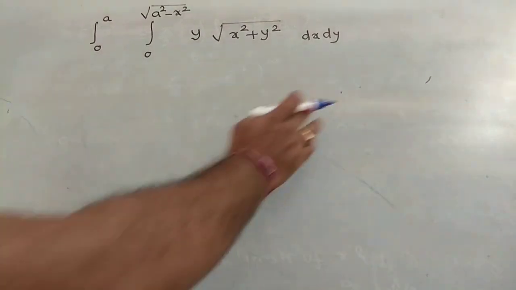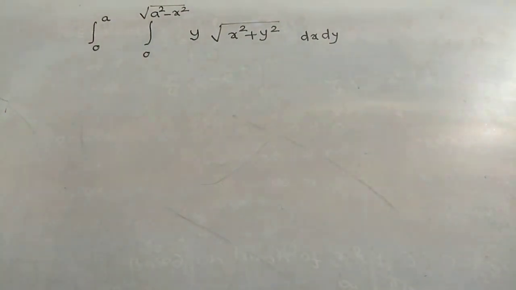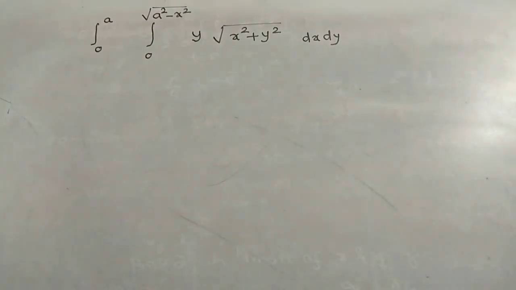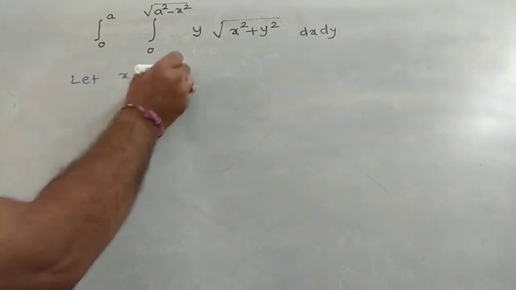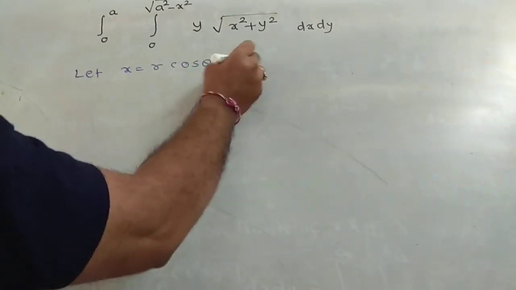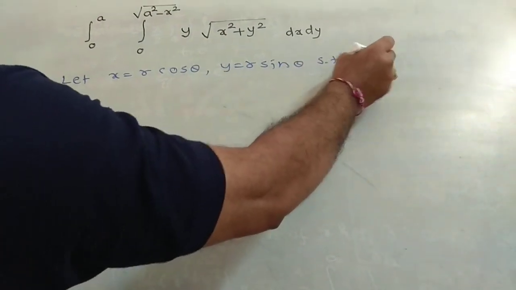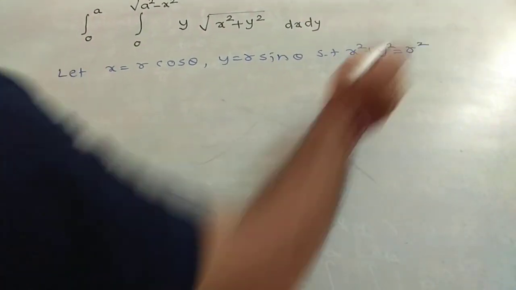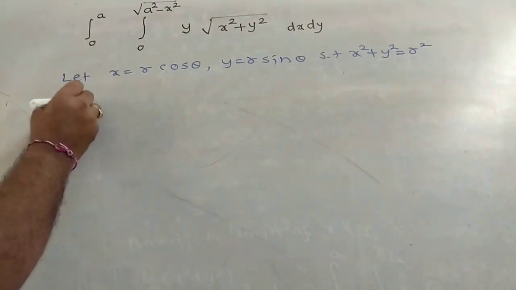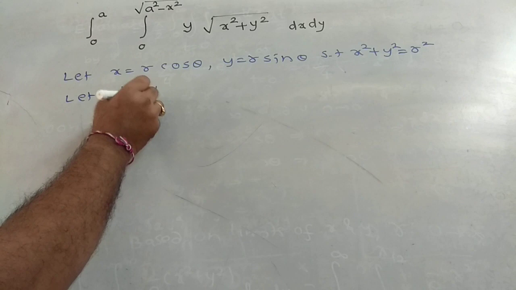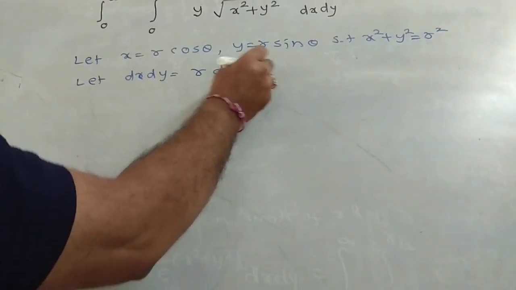As usual, the first thing is to write down the x and y variables in terms of polar coordinates. Same procedure. I am writing x equal to r cos theta, y equal to r sin theta, such that the condition is x square plus y square equal to r square. That is the first task. The next is changing dx dy in terms of dr d theta. It is r into dr d theta.